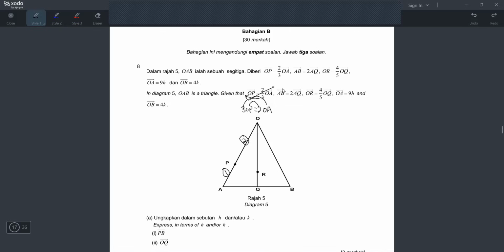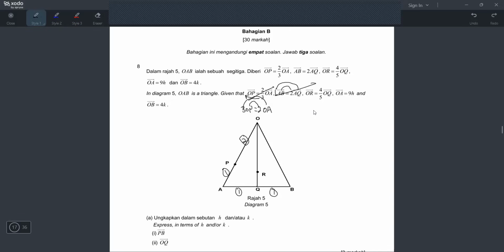AB equals 2AQ. This one also we can read the ratio, inner with inner, outer with outer. So the AB ratio is 2, the whole thing is 2. And then AQ is 1, because there's nothing here, it means 1. Since the whole thing is 2, 2 minus 1, I will get 1 here. It means the QB ratio is 1. So we can say that Q is the midpoint.